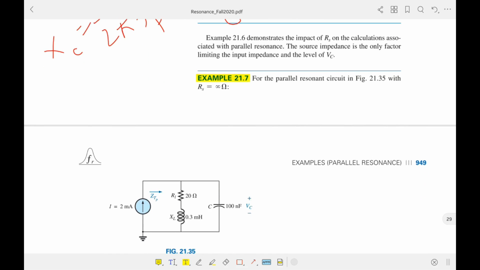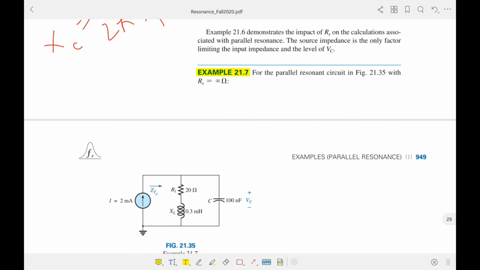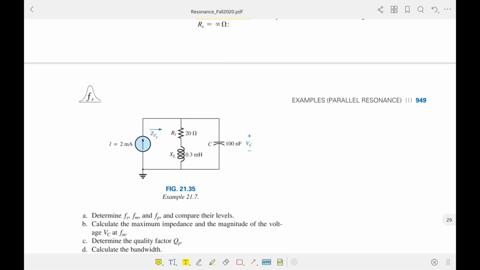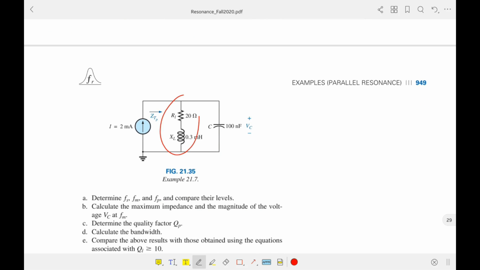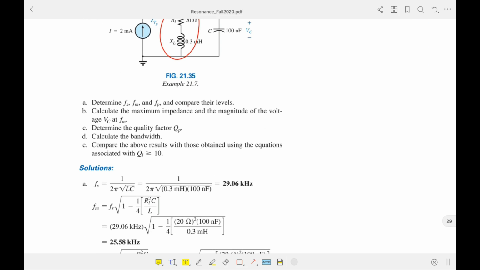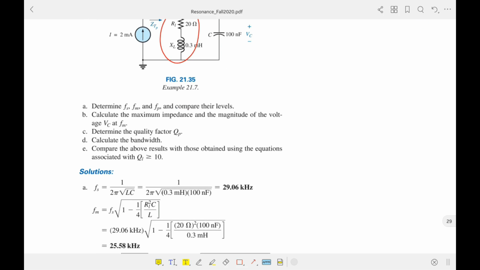Now the second example, where we have the source resistance as infinity. If you notice here in this branch we have some RL as well, so we can also calculate the quality factor of that inductive coil anyway. So first question, determine all three frequencies Fs, Fm and Fp. You know the formulas, so this calculation is quite easy.